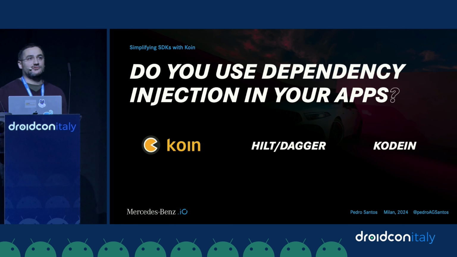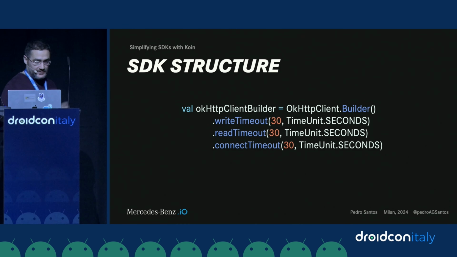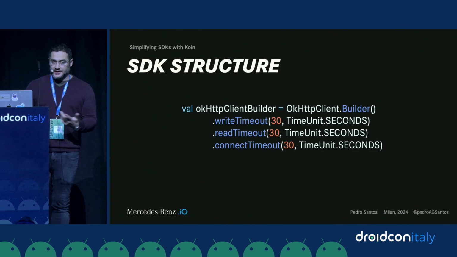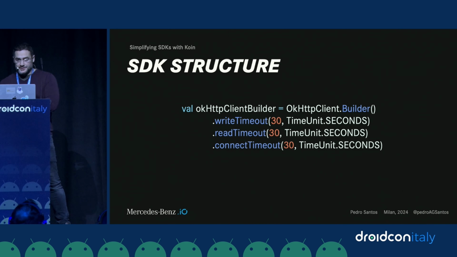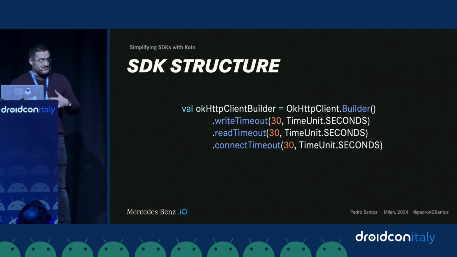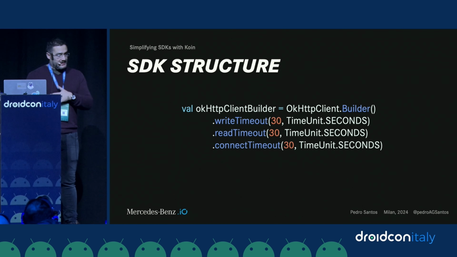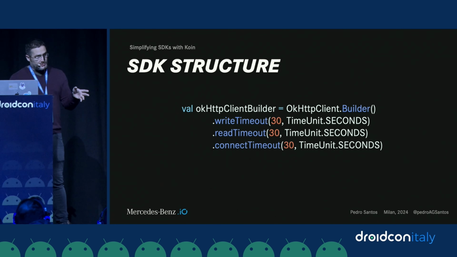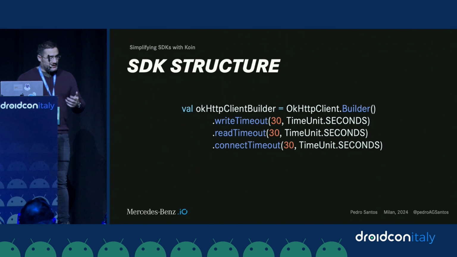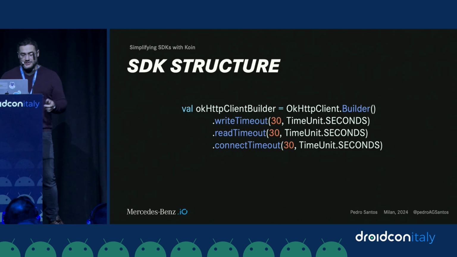Let's jump back to SDK structures. A very common pattern is the builder pattern, as you can see here from OkHttp. It has a builder there, usually in a companion object, so that the client can be testable. You still make it a singleton and it is used in your app, and it's up to you whether you want to make it a singleton or not by using Koin internally in your app.